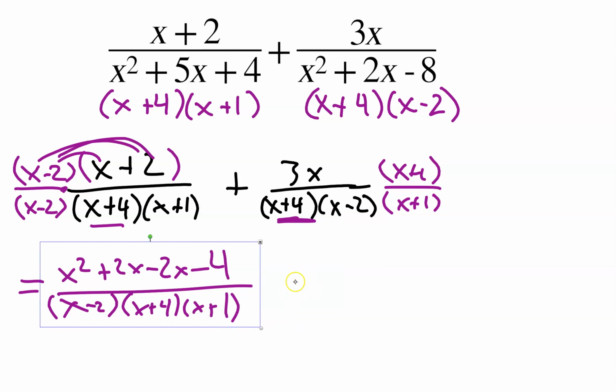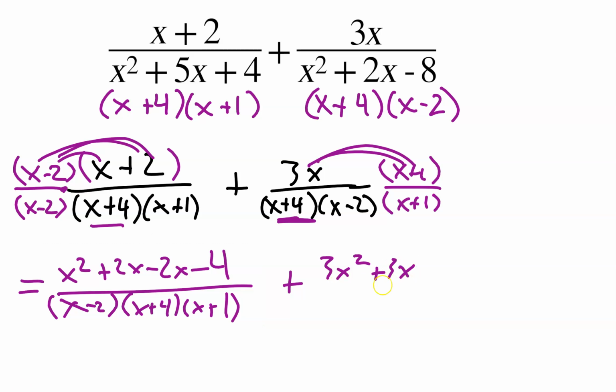Okay, and over here I have 3x times x is 3x squared. And when I do 3x times 1, I get plus 3x. And again here I have the same denominator. Okay, so we have x plus 4 and x minus 2 and x plus 1 on my denominator.